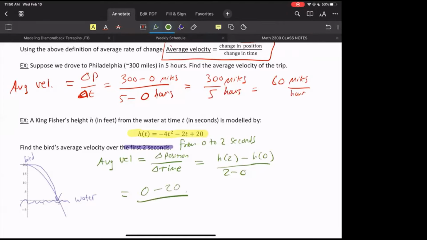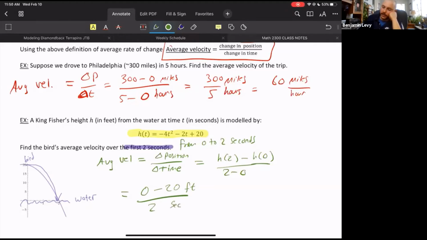So it'll be 10, right? Oh, I see. You're going for the answer. Yeah. And then we divide by 2 minus 0, and so that's 2, and so that's seconds. And so we end up with minus 10 feet per second.